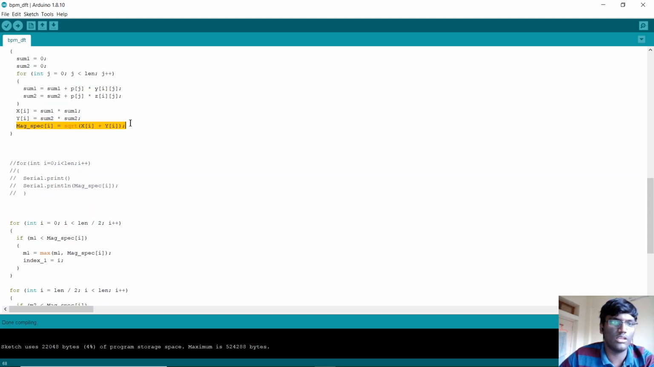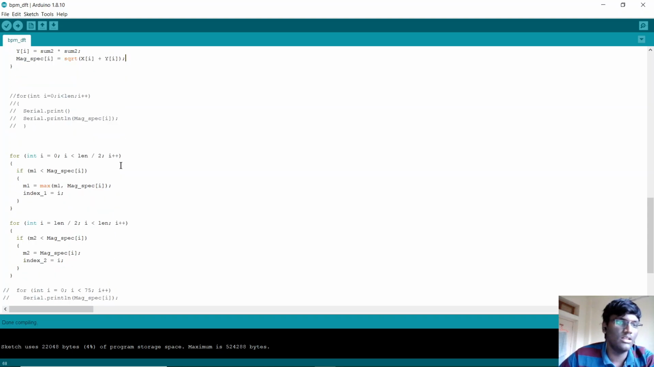So in this video we are going to find the magnitude spectrum of a given signal, and from the magnitude spectrum we find the peak index of the highest frequency component. From the index we find the corresponding frequency, which is found by multiplying the obtained index with Fs by capital N. Fs here is 25, N here is 75. So we divide the obtained index by 3 to find the beats frequency. That multiplied by 60 gives us beats per minute.